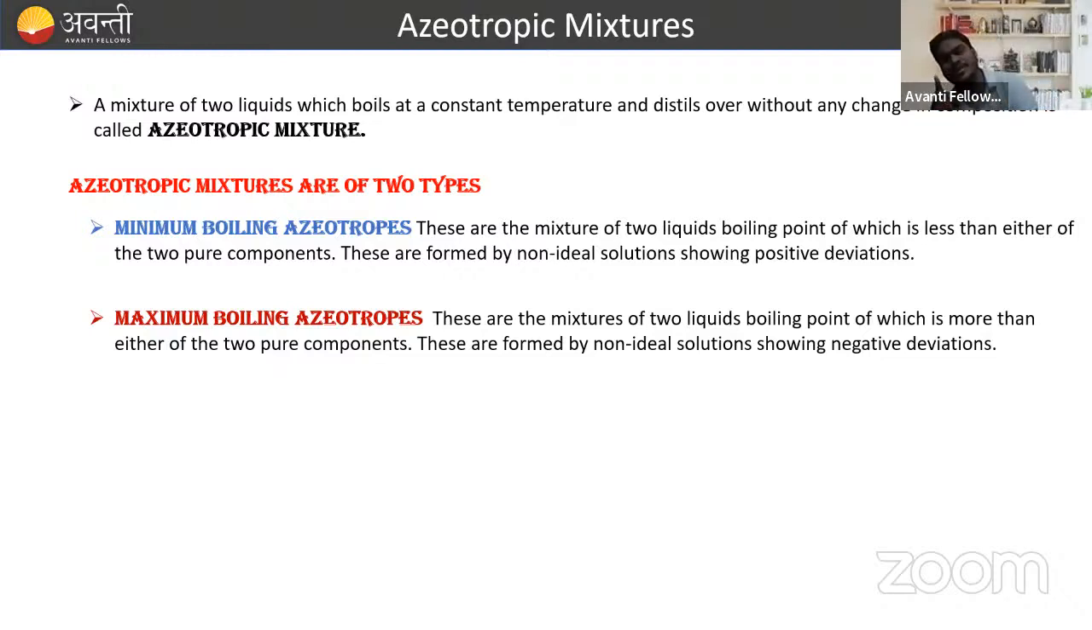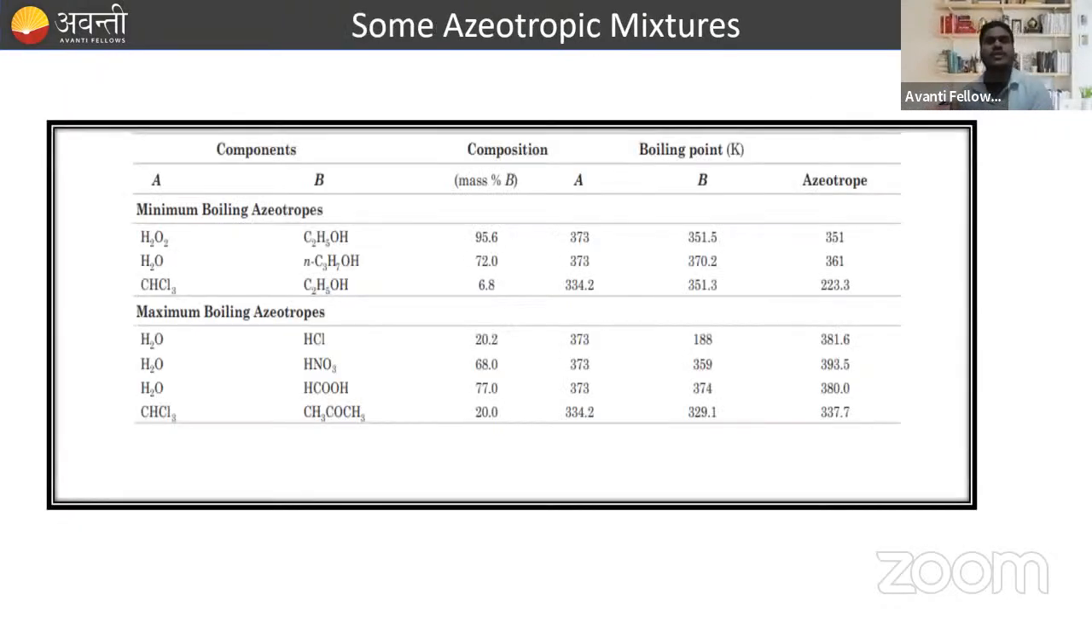Just remember one important note here. Minimum boiling azeotropes are shown by solutions which show positive deviation, and maximum boiling azeotropes are shown by solutions which show negative deviation from Raoult's law. These are some azeotropic mixture examples. For example, H2O and HNO3 form a maximum boiling azeotrope. These are examples of negative deviation, because in this the force of attraction between solute and solvent is very large compared to the solute-solute and solvent-solvent attraction. So H2O and HNO3 show a very large force of attraction.